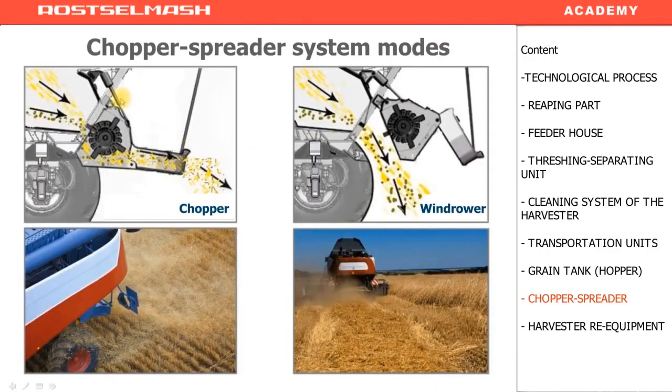The chopper has got two work modes: chopping on the left and windrower on the right. So if you don't need to chop the straw, using the electric mechanism and the buttons, you can switch on the windrower mode. Thus letting the mass spread freely across the field. It is shown in the picture below.